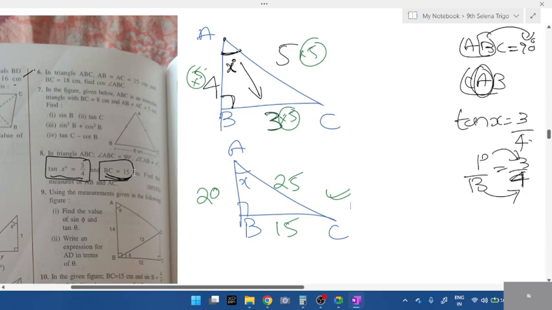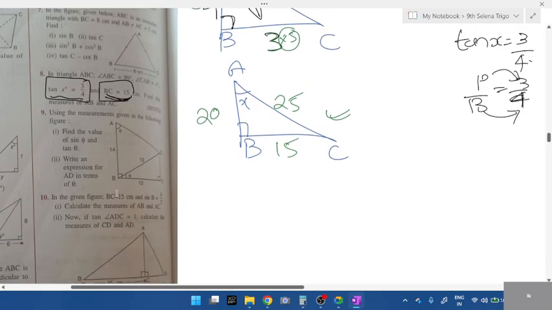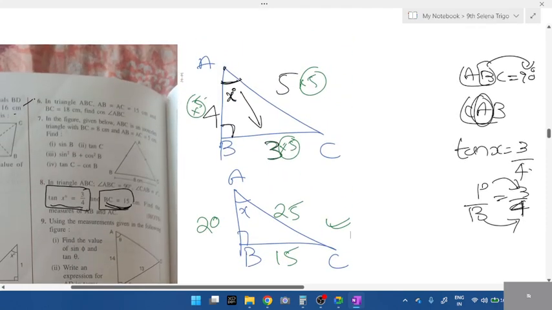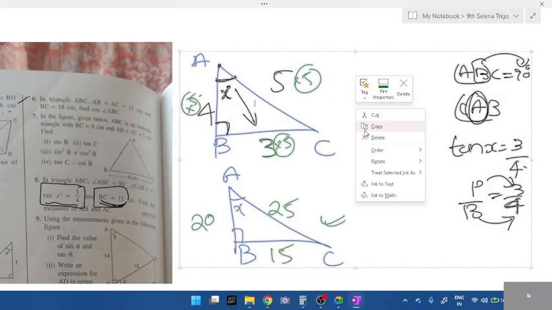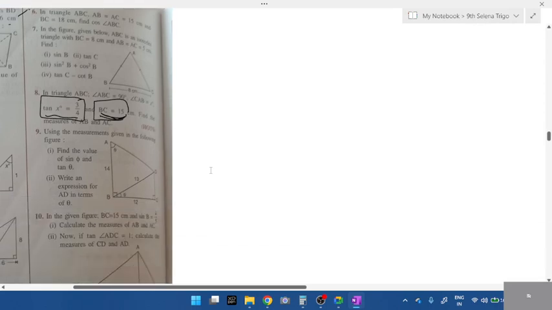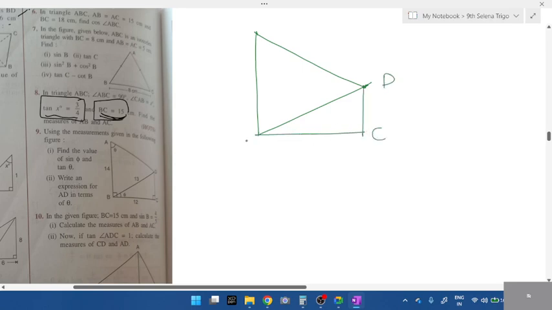Completed? Done? Okay, next question. What about the ninth one? Did ma'am do the ninth? She did, okay. Even the ninth is also easy, students. Look here. Let us start the ninth one. B is 90 degrees, A is given.